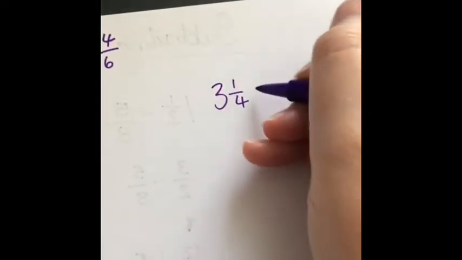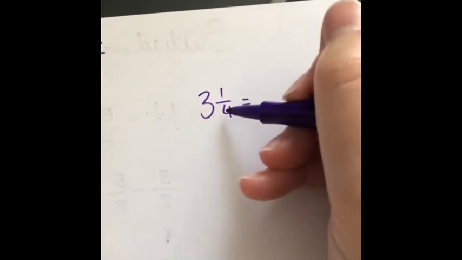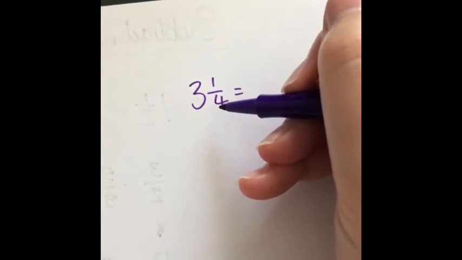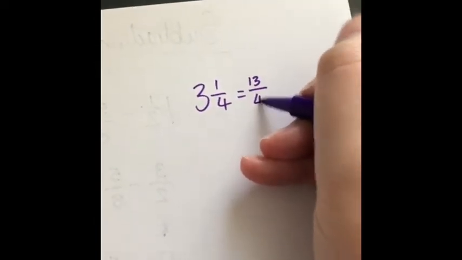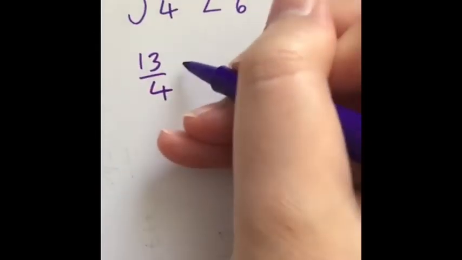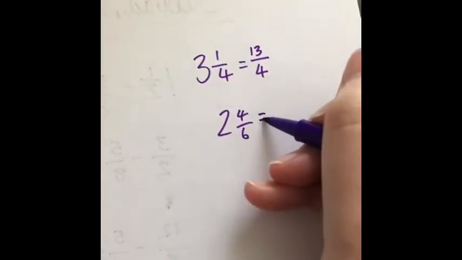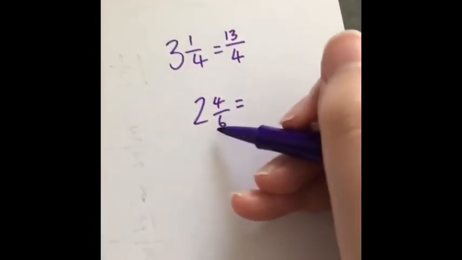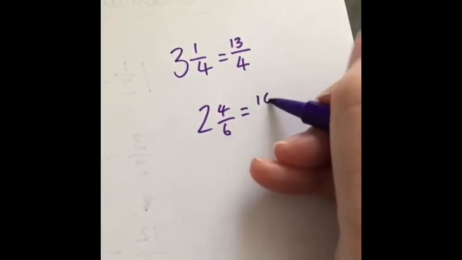So 3 1/4 as an improper fraction. Well, I've got 3 lots of something split into 4. So 3 lots of 4 is 12 plus an extra part. So I've got 13 parts over 4. So that has become 13 over 4. We're subtracting still, and then 2 wholes and 4/6. We've got 2 lots of something split into 6. So I've got 12 parts plus the extra 4 parts. I've got 16 parts over 6.